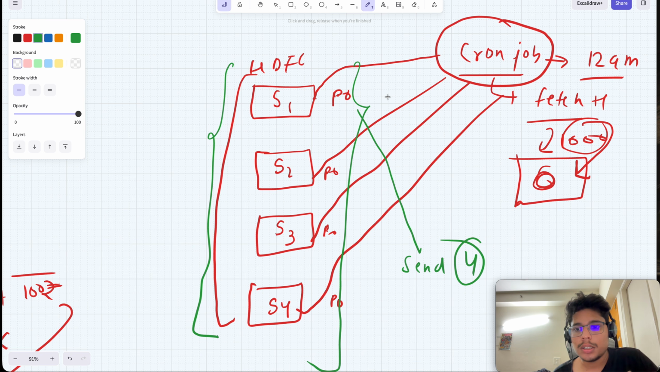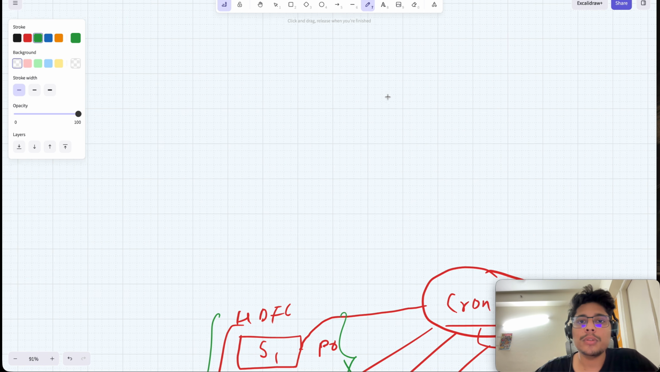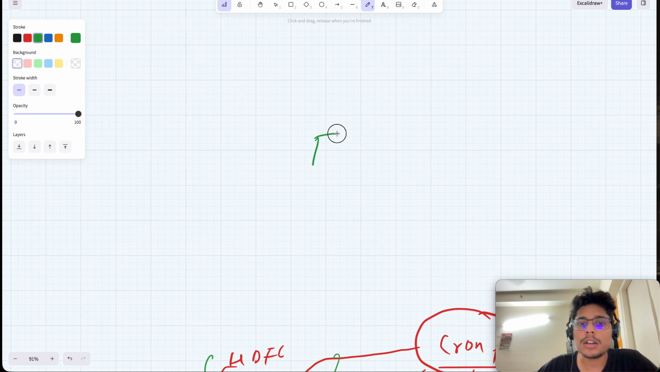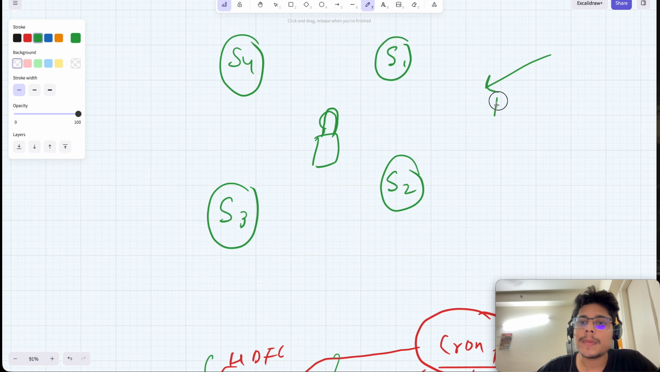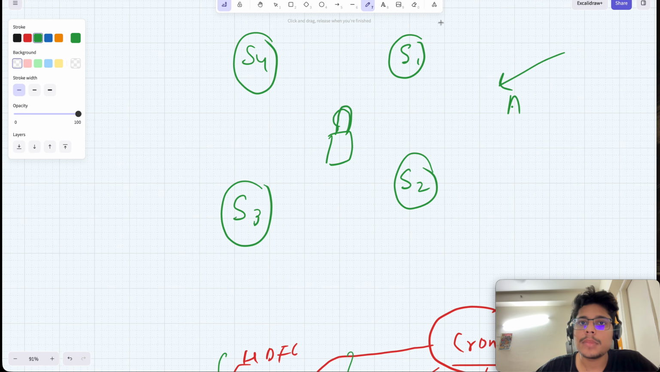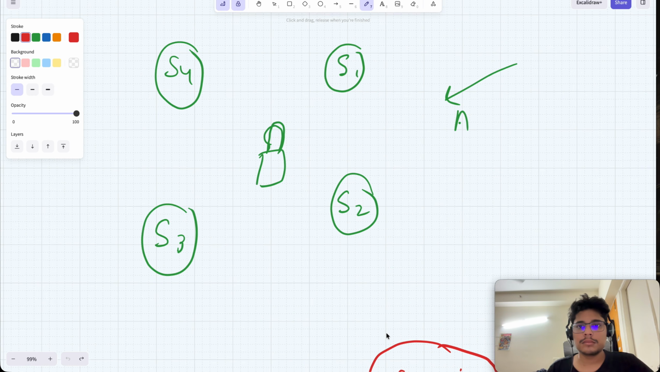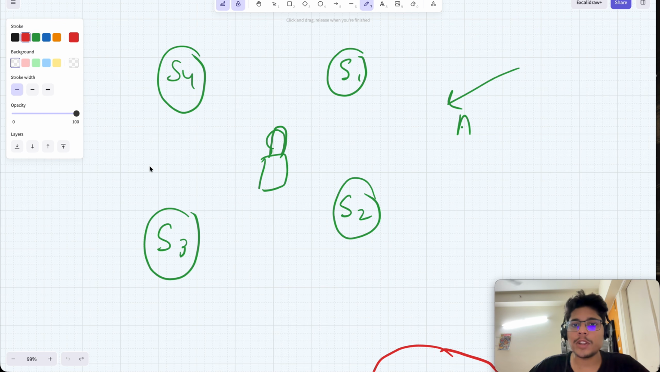So it's not needed actually. So what we can do, we create a lock. Okay, we create a lock. So say S1, S2, S3, S4. Suppose a task came.